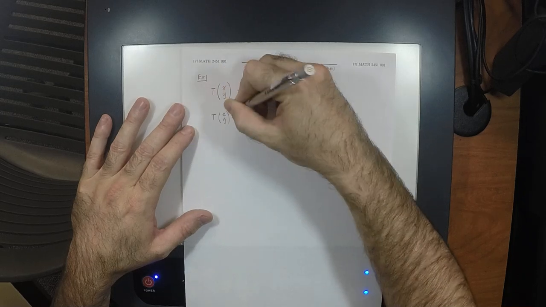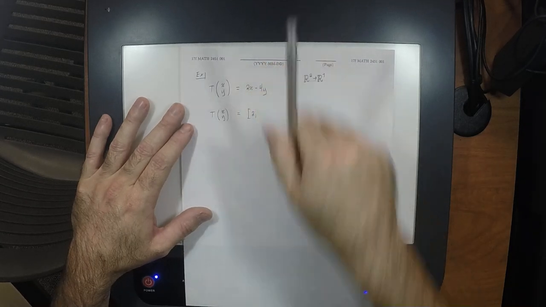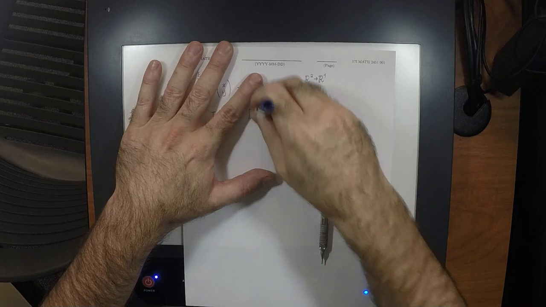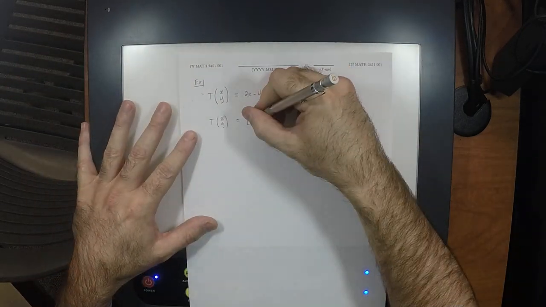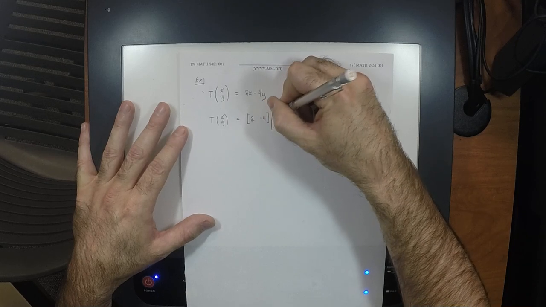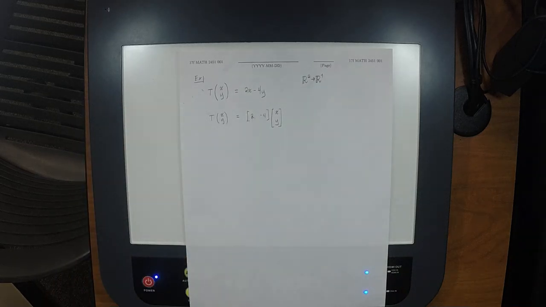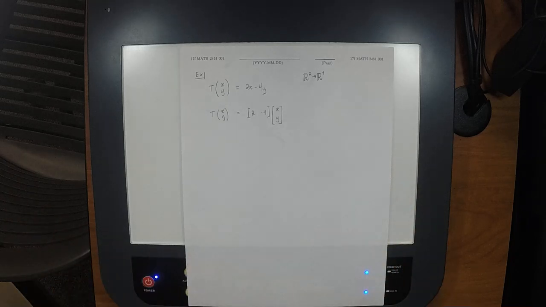So let's represent it as a matrix first. So T of x and y is, what's its matrix? Yeah, pretty easy to just read off, right? 2 in the first column, and then negative 4 in the second. And then it would need to be multiplied by this column. So our question right now is, is it injective, is it surjective? Is it injective, is it surjective?